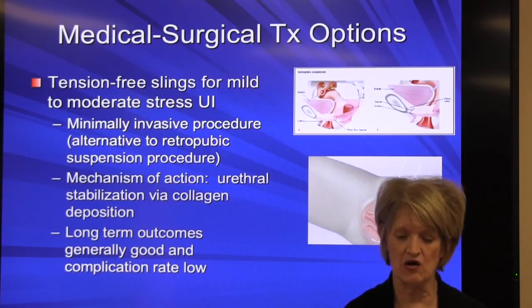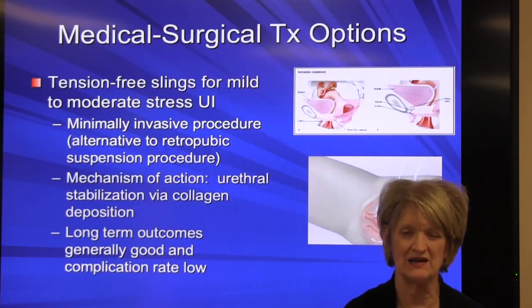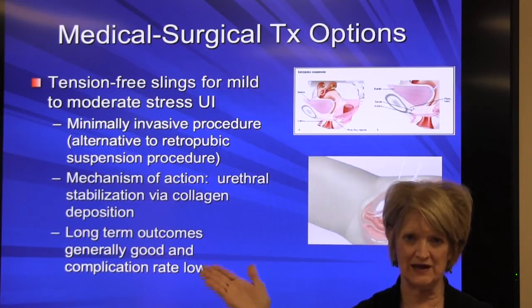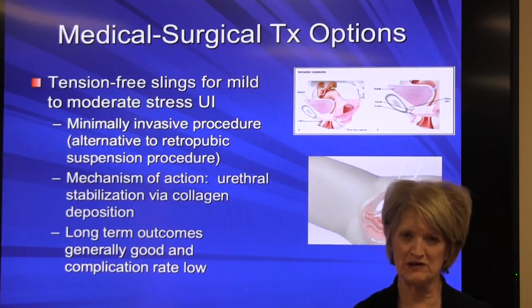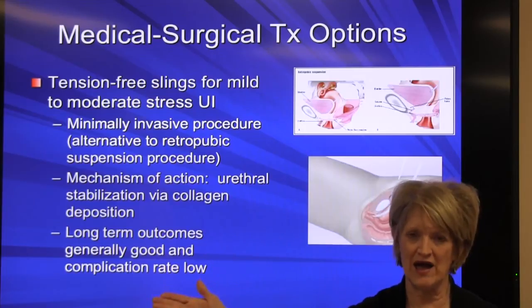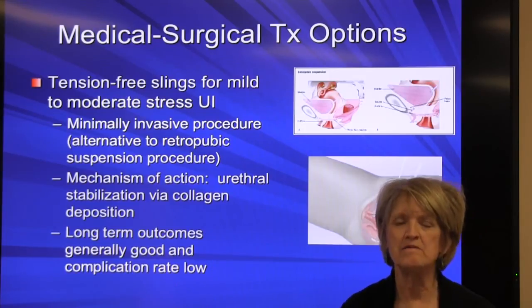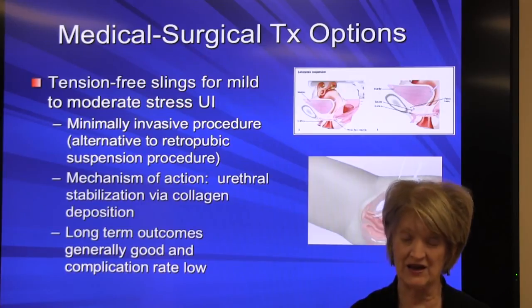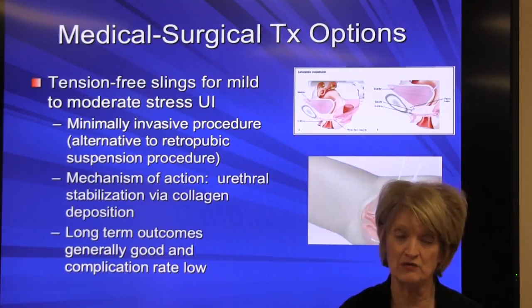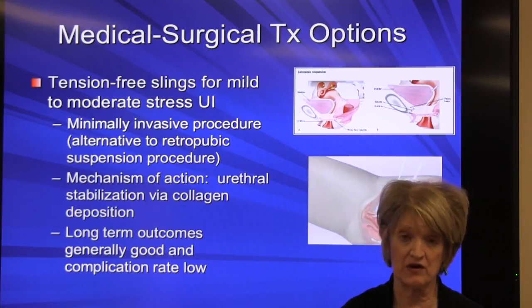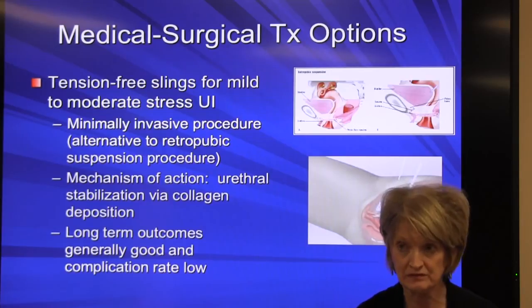Then the last thing I wanted to talk about as a therapy for stress incontinence is surgery. So the two primary therapies are on opposite ends of the invasive scale. You've got pelvic muscle exercises and topical estrogen on one end, and then you have surgery on the other end. The most commonly performed procedure are your tension-free slings. So this is your tension-free vaginal tape procedure, tension-free obturator tape procedure, and there's others coming out as well, but those are by far the two most common.